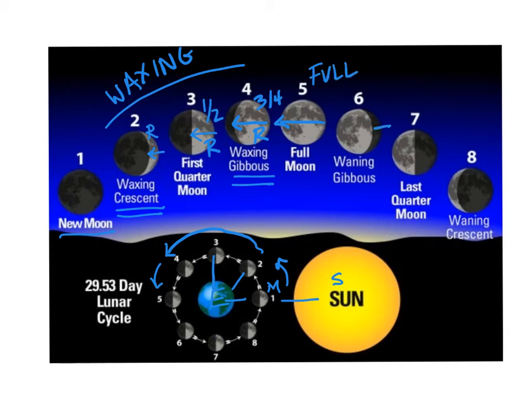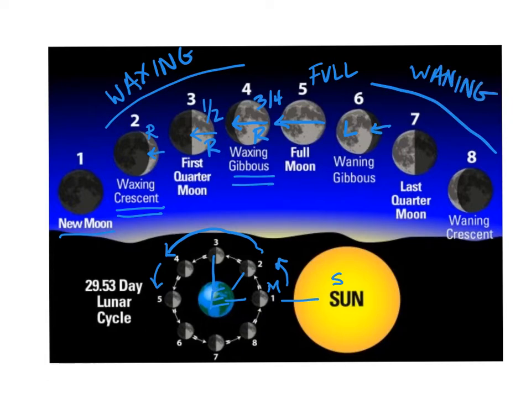Now we are going to be closing our curtain. We close our curtain from the right-hand side, closing to the left. So it's going to look as if the left-hand side of the moon is illuminated. Okay, so here, when we are shrinking in illumination, we call that waning.